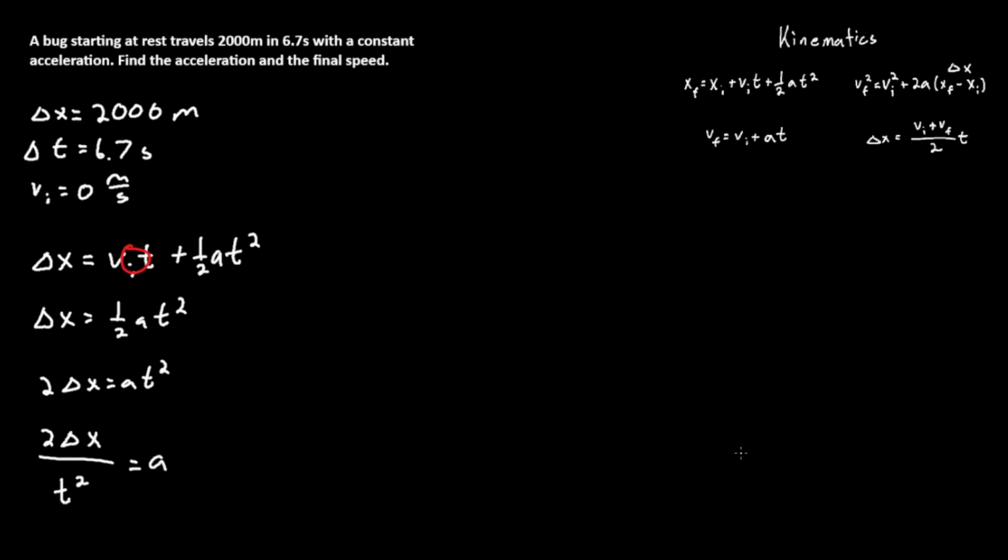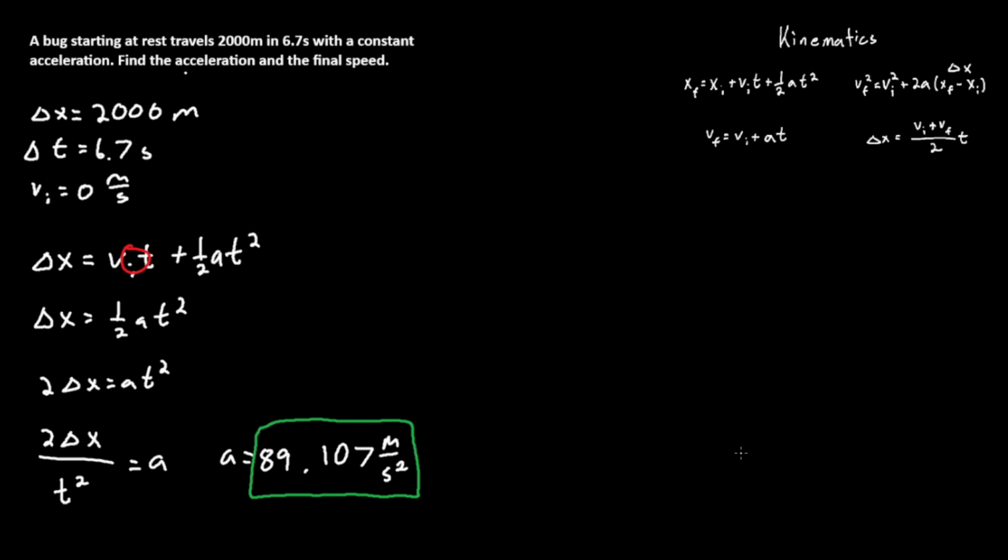So if you solve for your acceleration here, I'm going to write that in my calculator: 2 times 2,000 divided by 6.7 squared. You would get an absurdly fast acceleration of 89.107 meters per second squared. This is absolutely insane. I don't think maybe a Tesla can go this fast. Who knows?